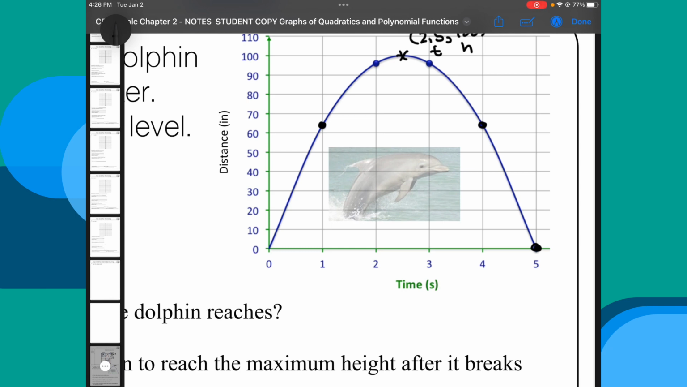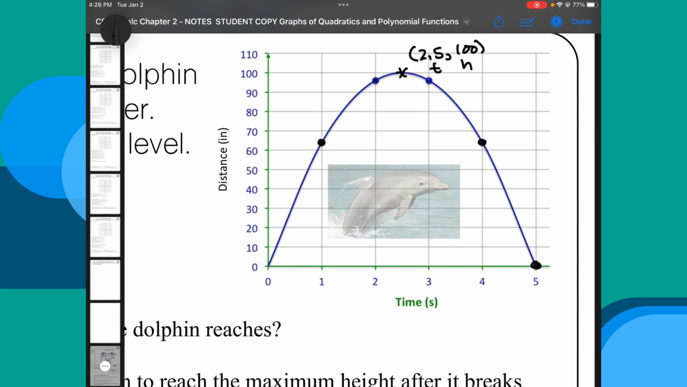And then lastly, at 2 seconds, how high is the dolphin? So we're going to make a good estimate of 95 feet. And then where else? It would be over here at 3 seconds. Okay?